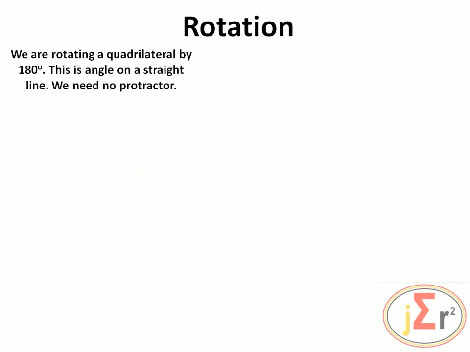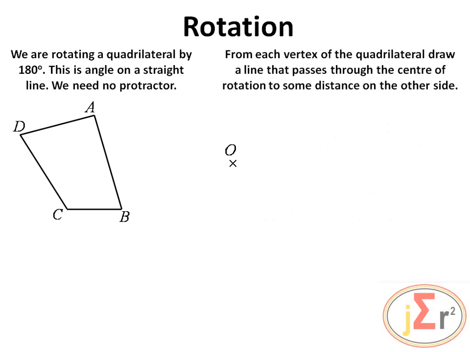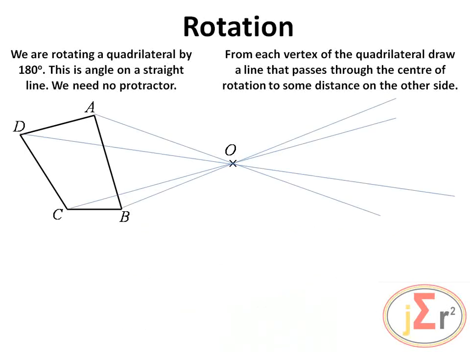Now we are going to be rotating a quadrilateral by 180 degrees. This is angle on a straight line, so we need no protractor in doing that. Remember, 180 degrees angles on a straight line. So from each vertex of the quadrilateral, draw a line that passes through the center of rotation to some distance on the other side. So there's our line. Well, we have 4 lines.